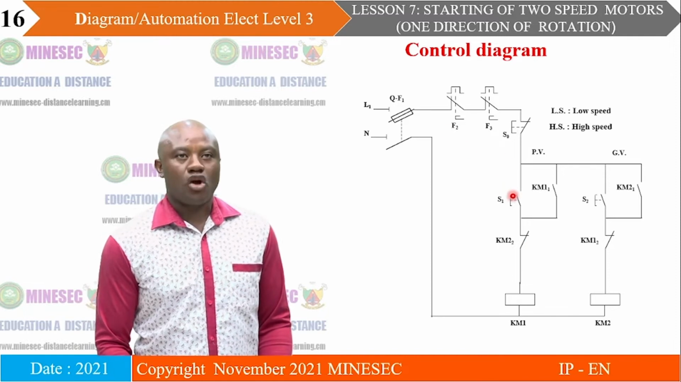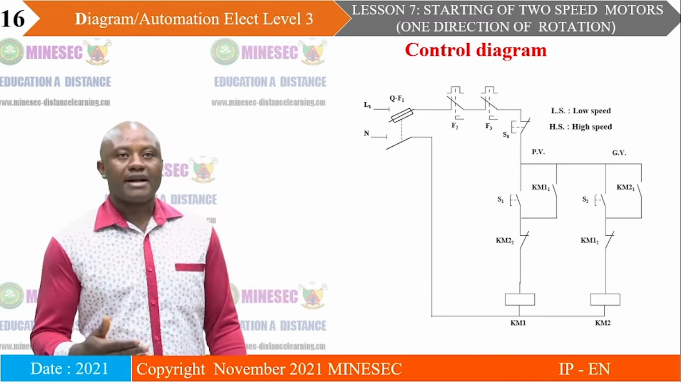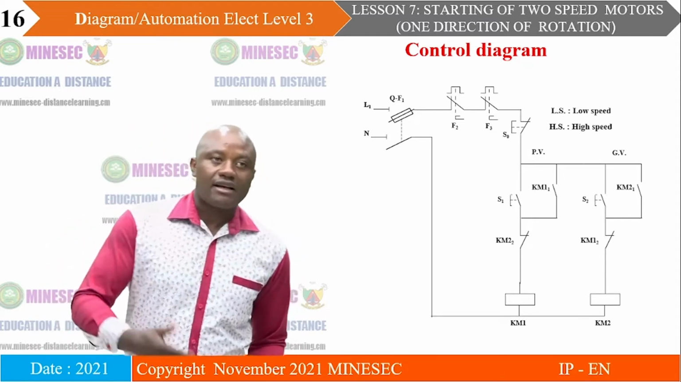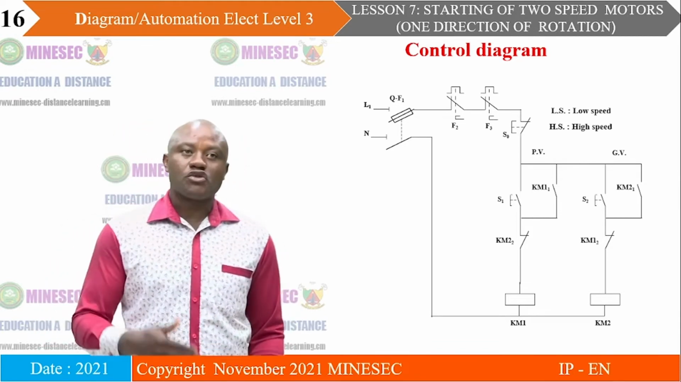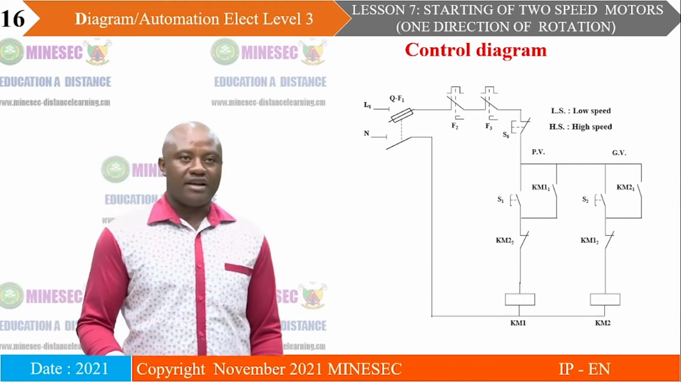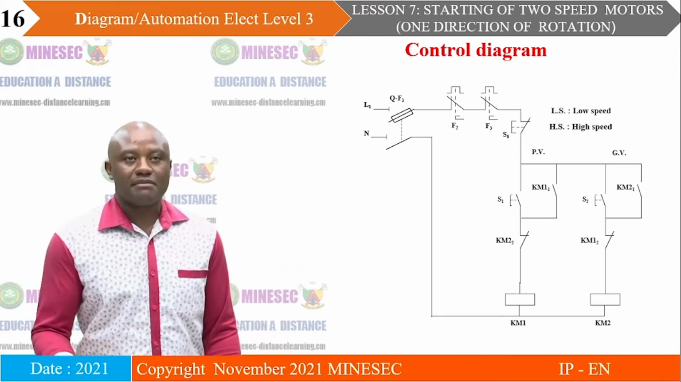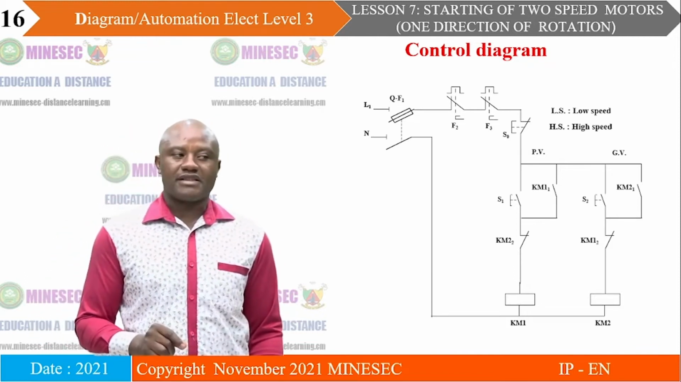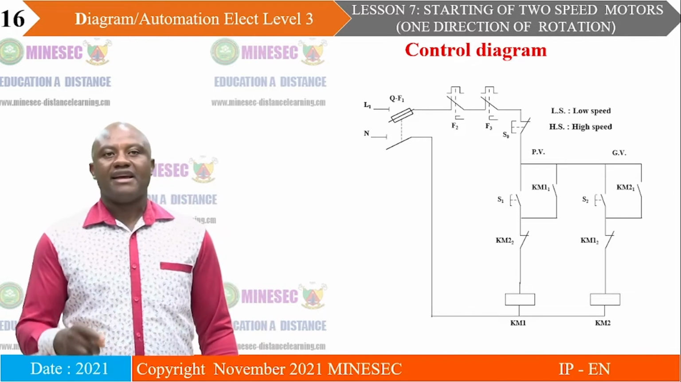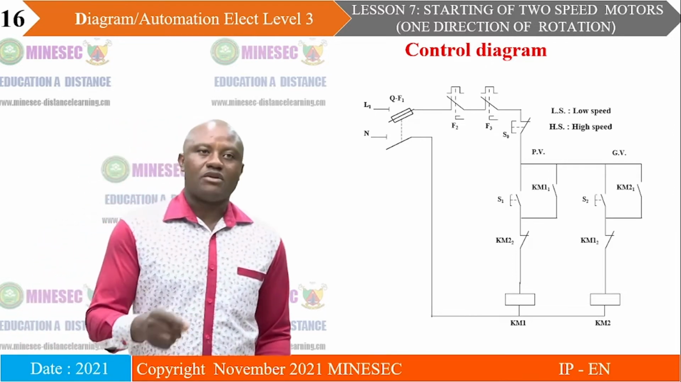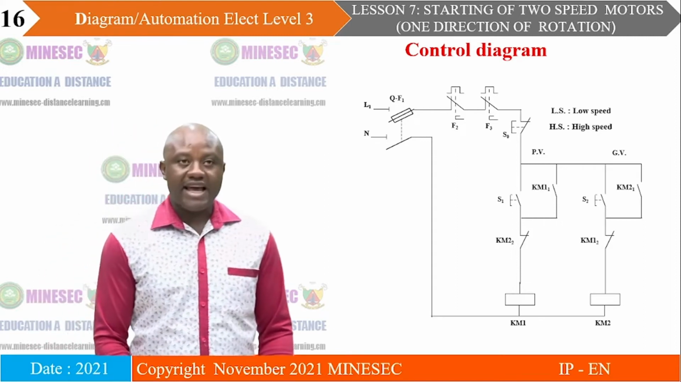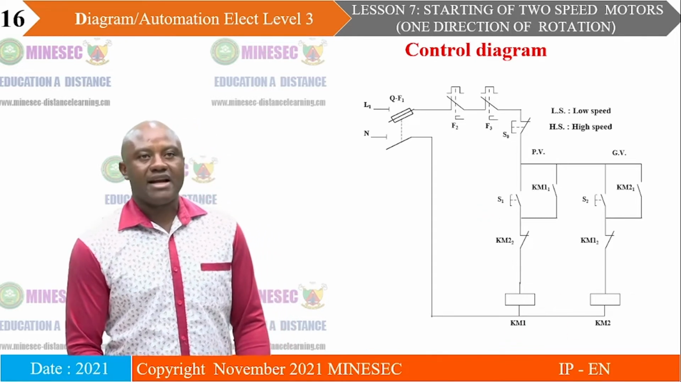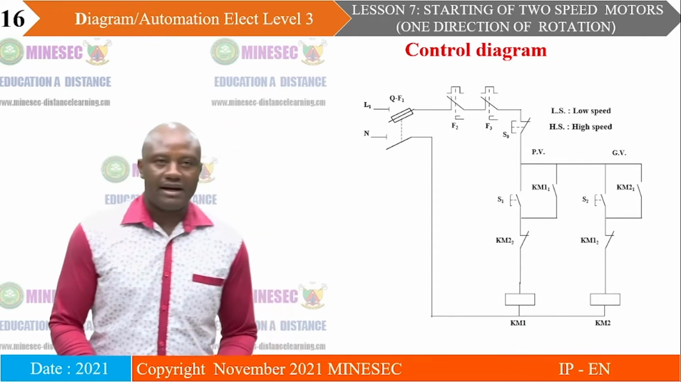And you have a stop push button. You also remember that we said at the beginning of this lesson that before you start the motor at low or high speed, you have to stop the speed that was going on. So for instance, where the motor was running in high speed, before you move to the low speed, you have to stop the motor first. Or if the motor was running in low speed, to move to high speed, you also stop the low speed. So here we have KM1 for the low speed. Let's consider KM1 the low speed contactor and KM2 the high speed contactor.